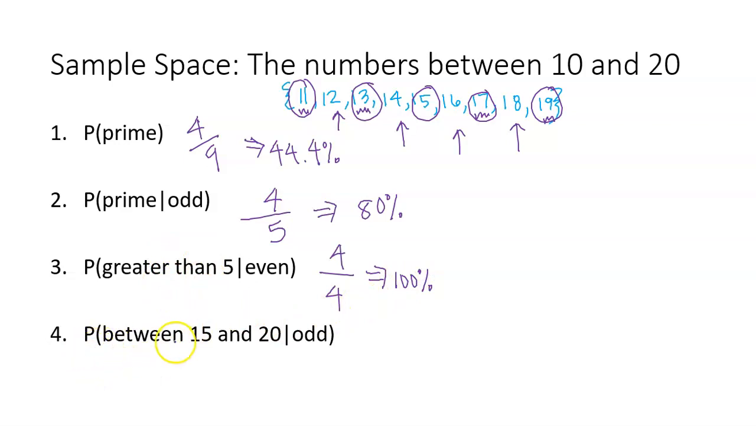Okay. What's the probability that the numbers are between 15 and 20 given that they're odd? So again, the total number of odd numbers was 5. How many of those odd numbers are between 15 and 20? There would only be 2. Remember, it says between 15 and 20. That doesn't include 15 or 20, but 20 is already not here. So it would just be 17 and 19. So that would be 40%.